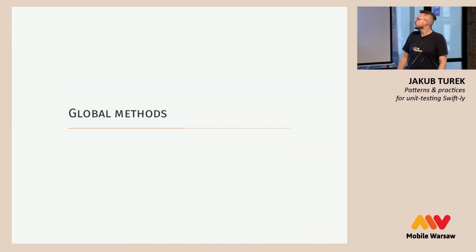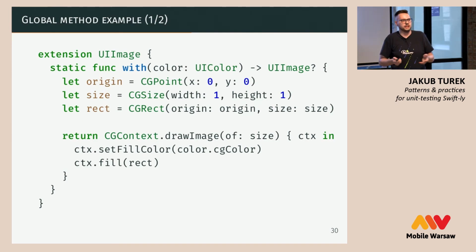OK, so another obstacle that we might face during test-driven development is how to test global methods. Of course, you don't have global methods in your own code, or you shouldn't have that. But Apple does that, and we have to deal with that. Imagine you want a simple extension on UIImage that produces the output with a given color. So it's the image colored with a single color.